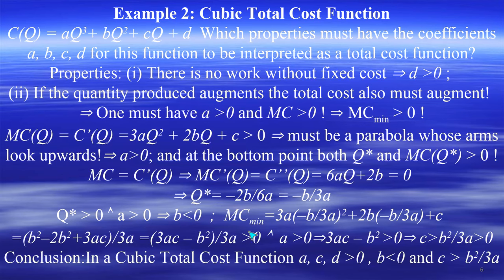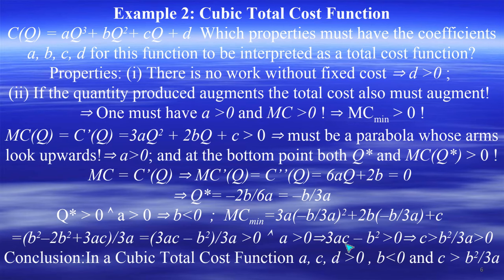This is the minimum value of the marginal cost. Effectuating the calculations and simplifying, we obtain b squared minus 2b squared plus 3ac over 3a. Just make the calculations. And this is equal to 3ac minus b squared over 3a. This is the minimum value of the marginal cost, and this should be greater than 0. A is positive, as we said. So 3a is positive, which means the denominator is positive. The numerator should be positive as well, so that positive over positive is positive, which means 3ac minus b squared should be positive.